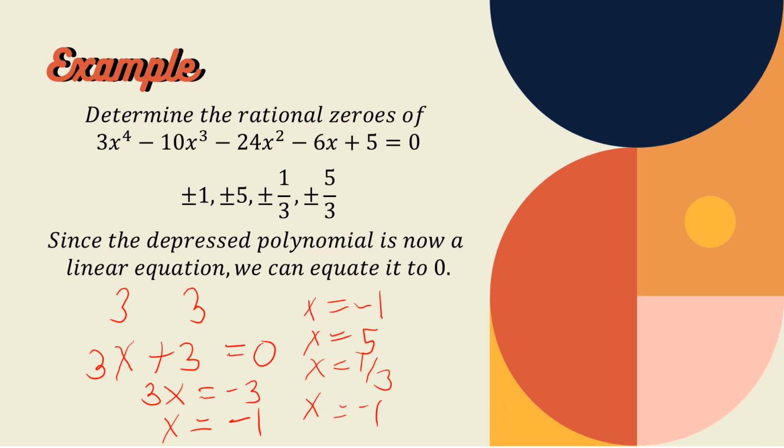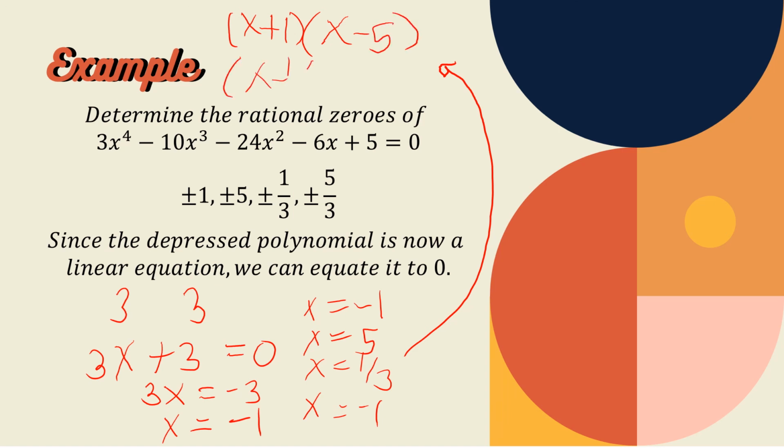If you were asked to find the factors, you would be writing this as x plus 1, x minus 5, x minus 1/3, and x plus 1. So you just have to change the sign of the roots.